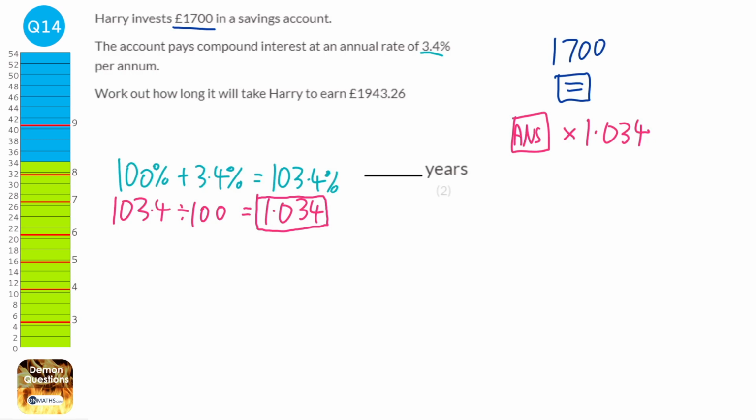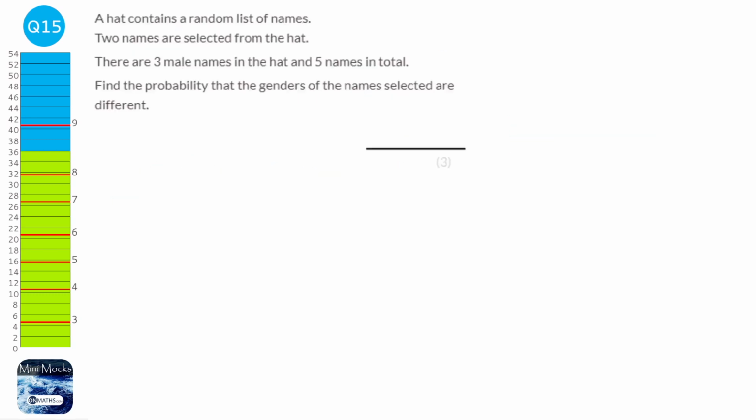Press it once, and it gives us £1,757.80. Now, when we press it again, that would be after the second year. So it puts in the 1,757.80, it puts that in as this answer here, and then raises that by 3.4%. So we've got to keep pressing equals and count how many times we press equals to get to £1,943.26. And you'll find that on the 4th press of the equals button, you will get £1,943.26.